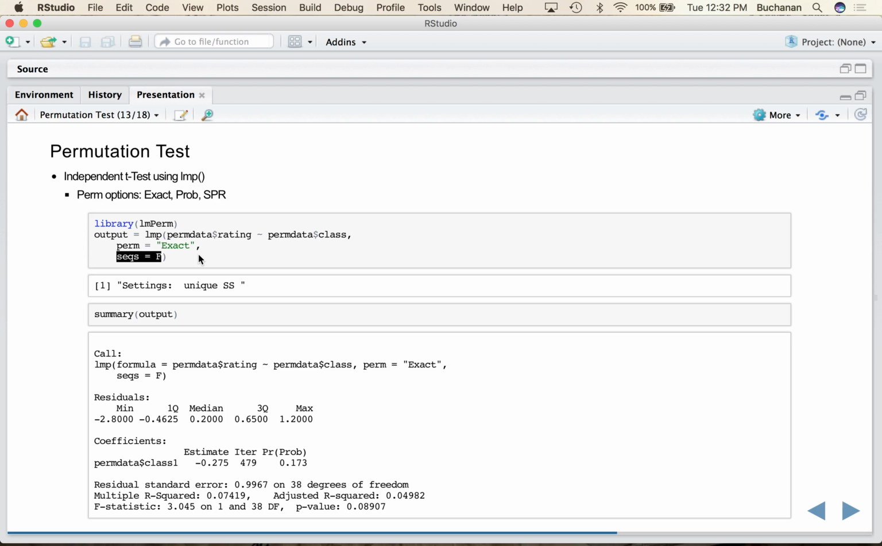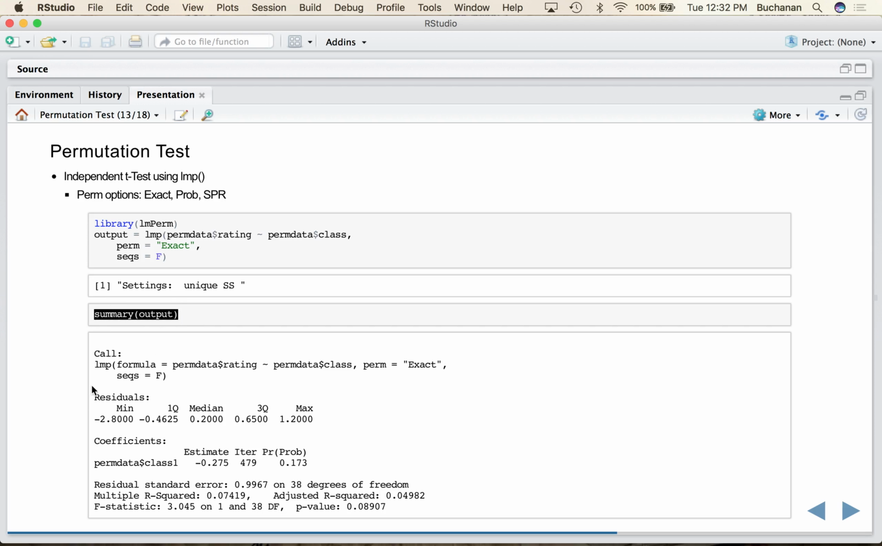But if you're using AOV or LM, it actually will run sequential sum of squares unless you do some other stuff. All right, so it told me which one I ran here, so unique sum of squares, because that's the least squares math that I've got my head in, and then I just ran a summary of that output.